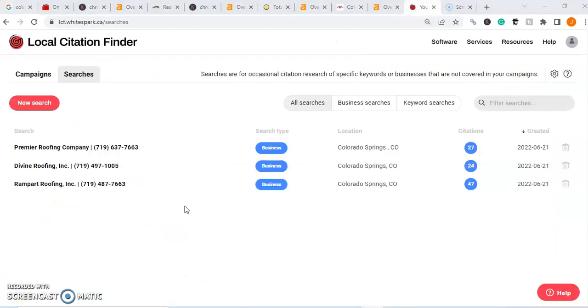So here we are in a tool I use called Whitespark, and you'll see Premier Roofing Company has 27 citations, Divine Roofing has 24, and Rampart Roofing has 47. Now, I normally recommend that you double the biggest amount in here. So if there's 47 citations, we're going to need 94 in order to really go in and outrank them along with our internal and external SEO structure.